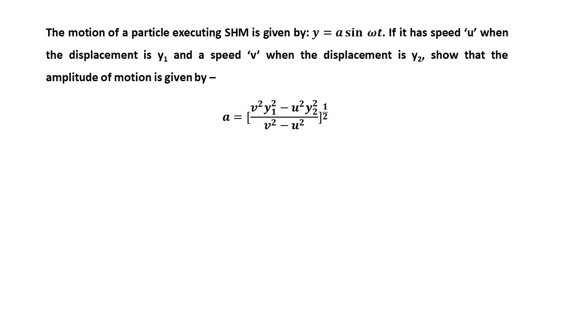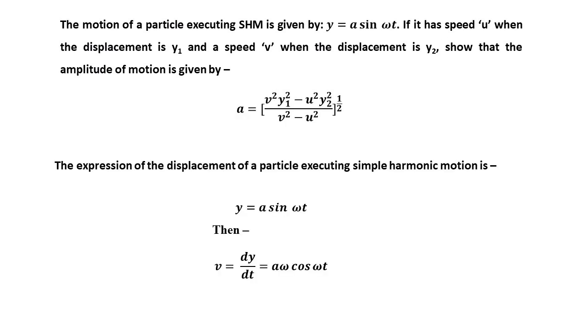Now given that if it has speed u when the displacement is y1 and a speed v when the displacement is y2, show that the amplitude of motion is given by v square y1 square minus u square y2 square divided by v square minus u square whole to the power half. That is, the velocities at two positions y1 and y2 are given, so we have to determine the value of the amplitude.